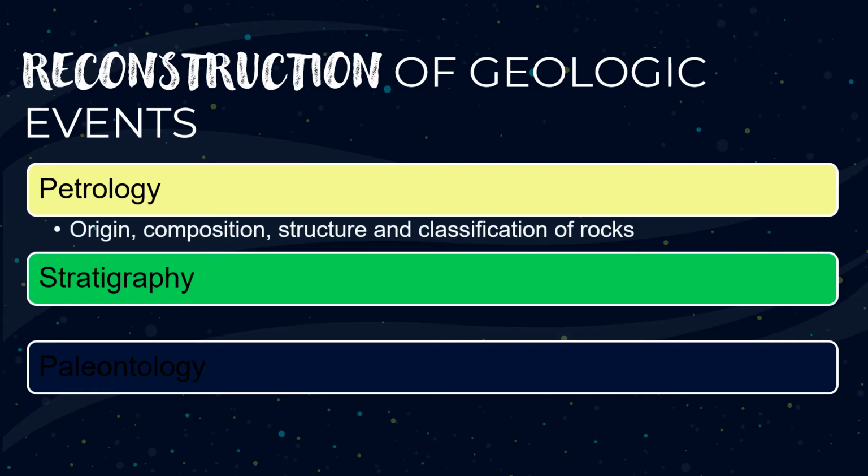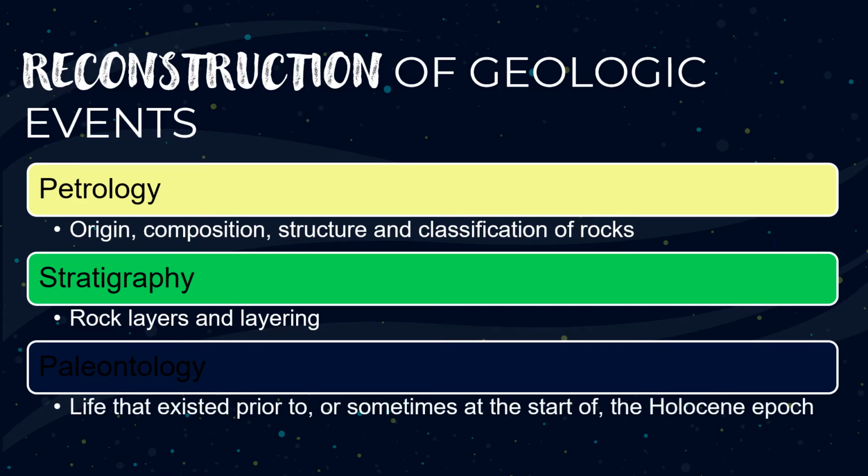So what is petrology? Petrology is a branch of geology that deals with the origin, composition, structure, and classification of rocks. When we say stratigraphy, this is the study of rock layers or strata and layering or stratification. Paleontology, on the other hand, studies the life that existed prior to or sometimes at the start of the Holocene epoch, the current geologic epoch. So the epoch that we are in right now.